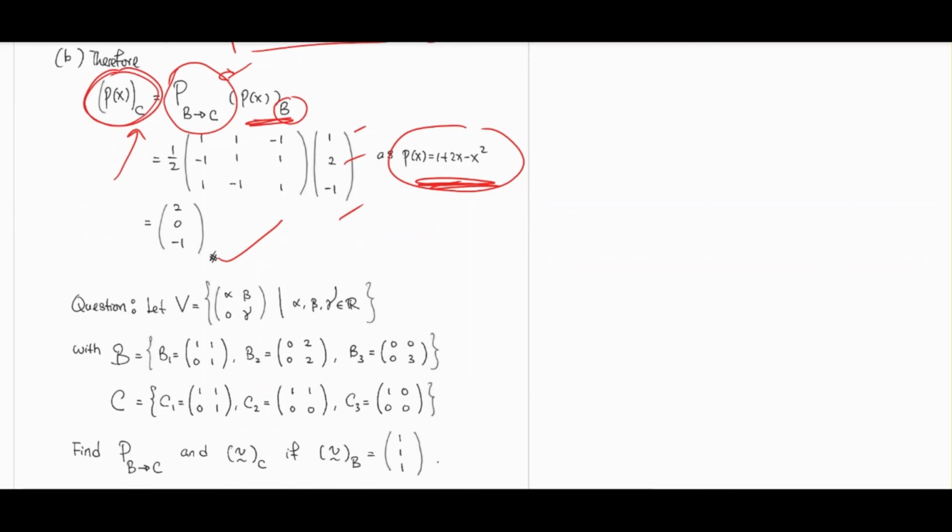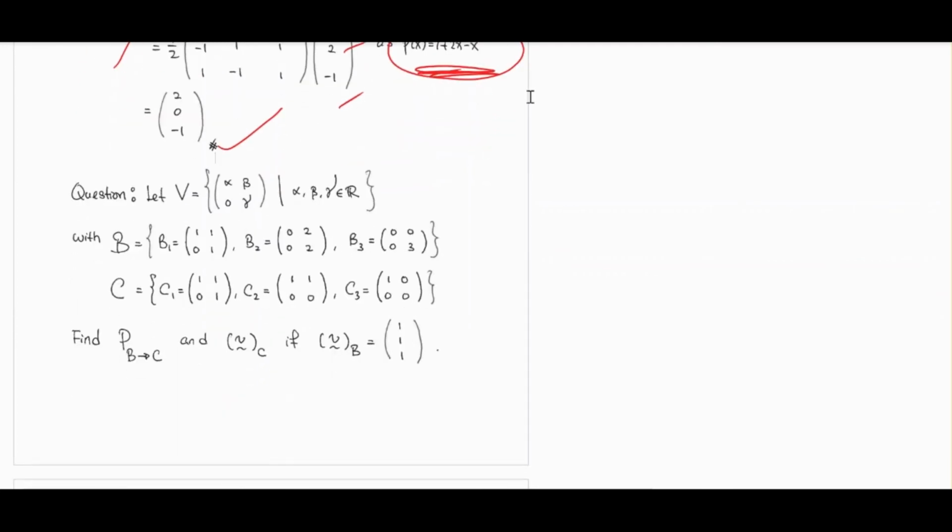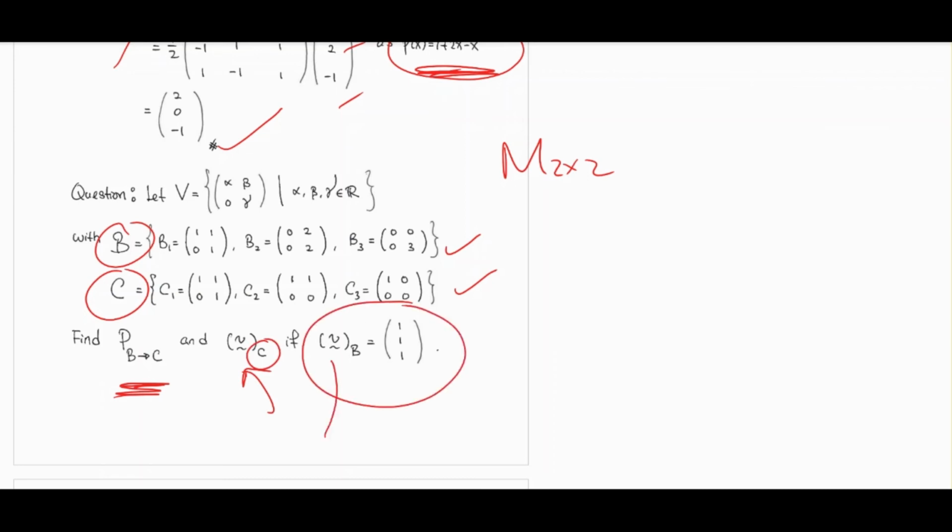Okay, one last thing is this question right here. As you can see, we are no longer in Rn. We are also no longer in P2. We are actually in a vector subspace of M2 by 2. So you have these two bases. This is basis B and this is basis C. Your job is to find this transition matrix and also the coordinates of the vector V relative to C, if you know that vector V has the coordinates relative to B like this.